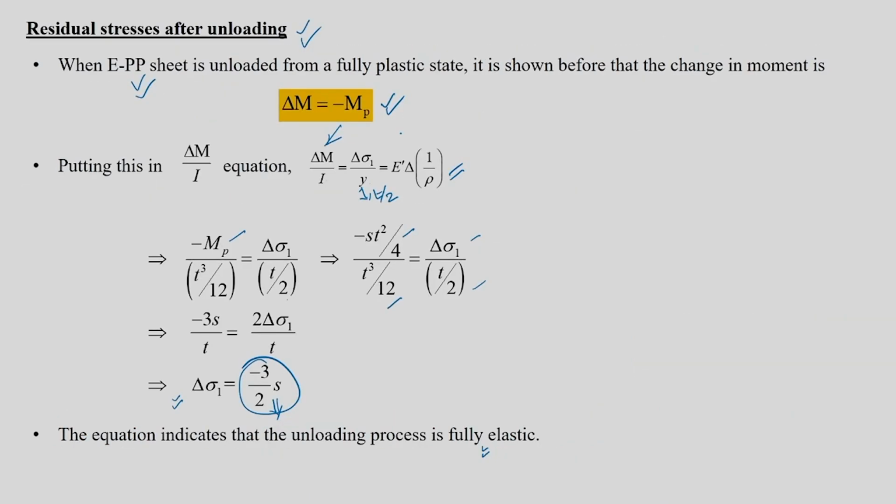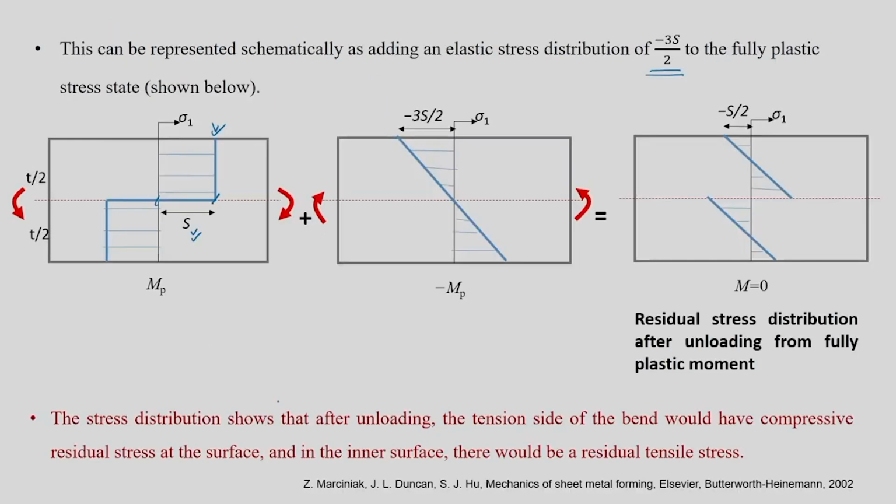So, we are putting t by 2. When you put t by 2, you are getting minus 3 by 2 S. So, which means that it will be at the top, which will be opposite to that at the bottom. You are going to add these two, which means you are giving a moment and you are giving a negative moment also here. So, what will be the residual stress you have here?